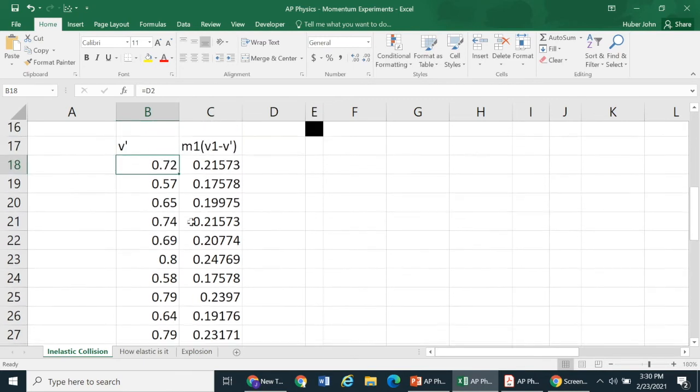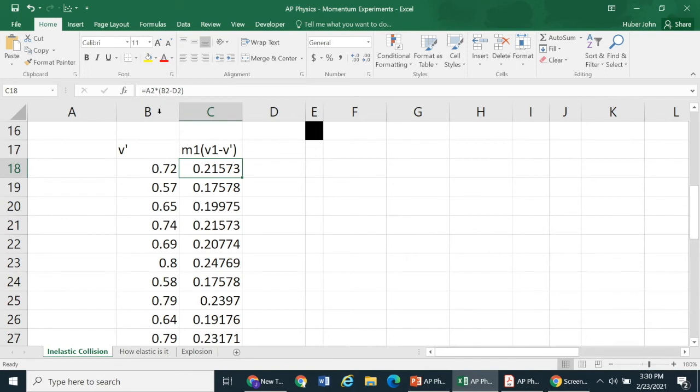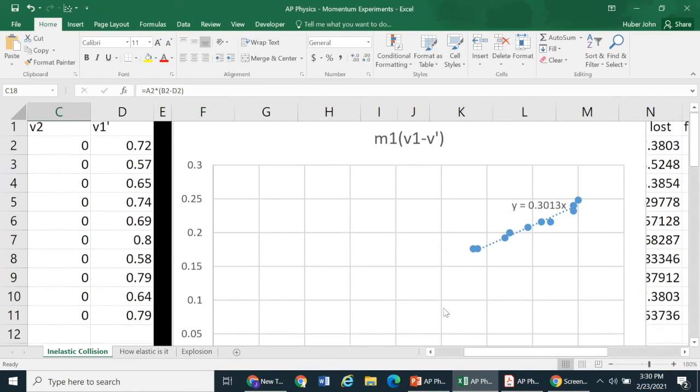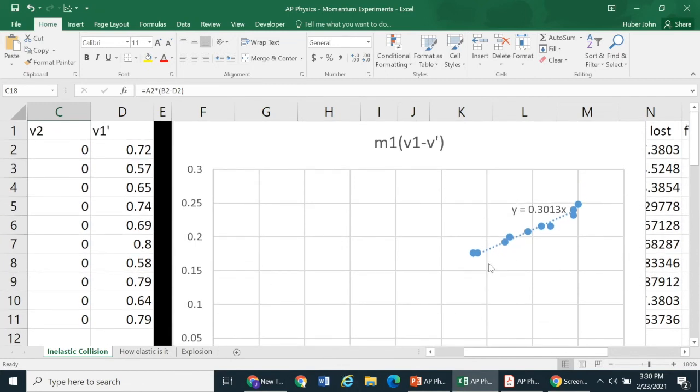And so I've used Excel, notice I've got a little formula in there, to calculate all these things for me. Pretty cool. Then I graphed. And when I made my graph here, notice I don't have the axes labeled because I was just doing this quickly for myself. All of my data points fell pretty clearly along a line of best fit. That line of best fit has a slope equal to 0.3013 kilograms, or about 301 grams.